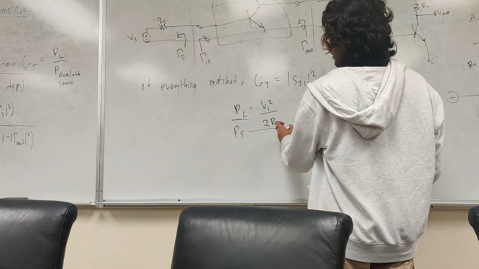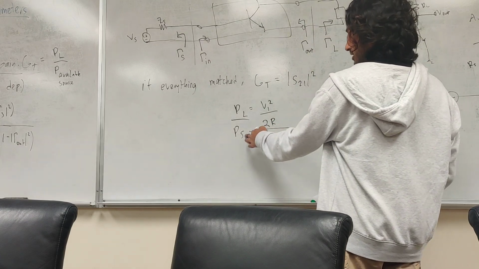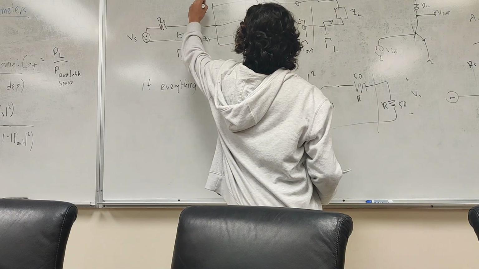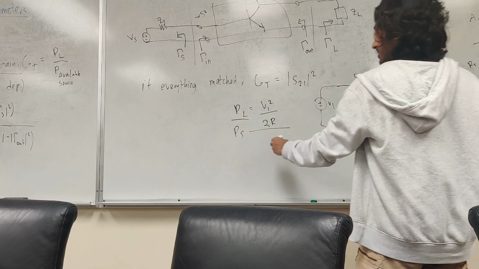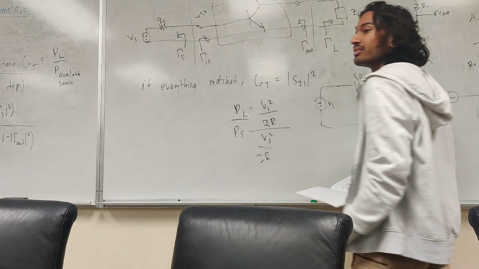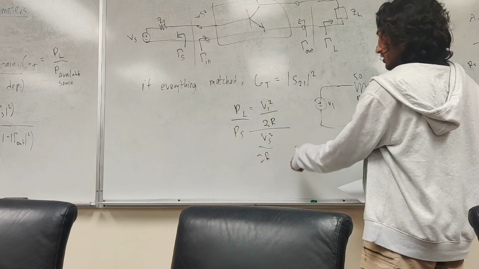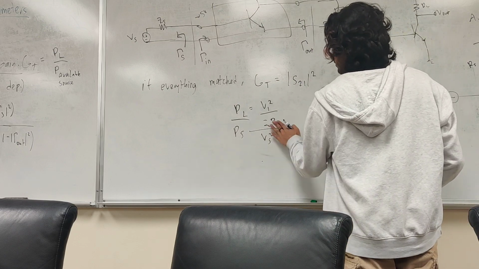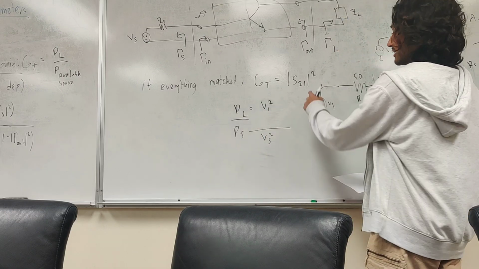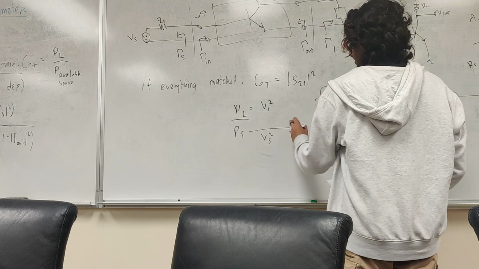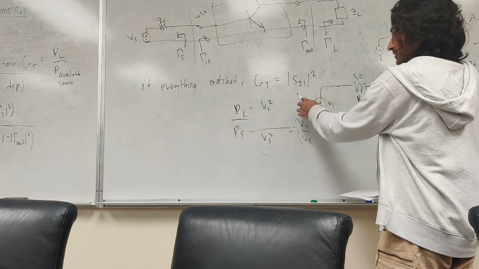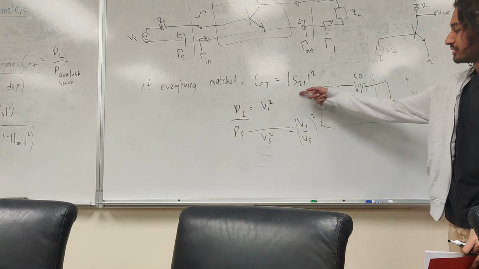If everything is 50 ohms, the source also sees a 50 ohm thing here, in which case PS is also going to have some VS squared over 2R. You can see the 2R's cancel out, and now we just have the ratio of voltages squared. So you could say V1 over VS, all that squared. And you can see how it relates back to our S parameter being a ratio of voltages.